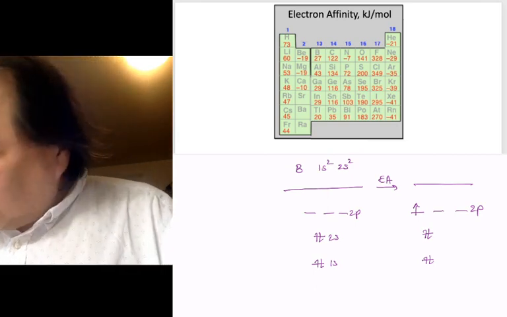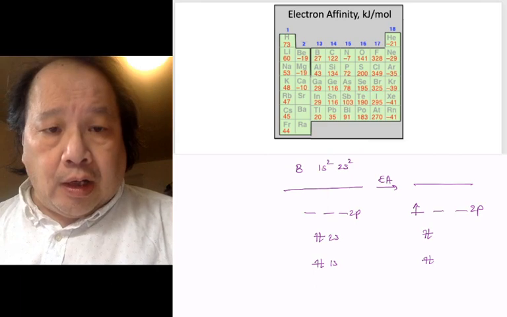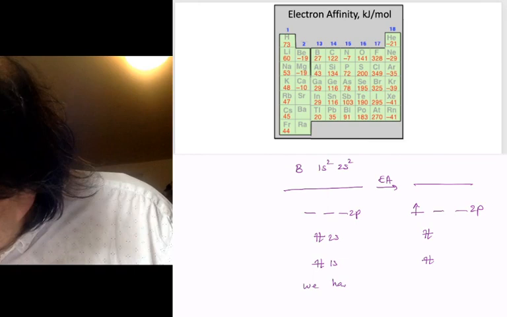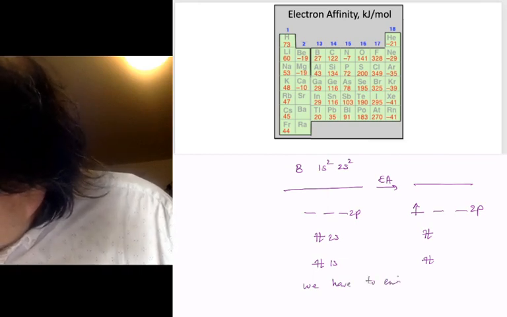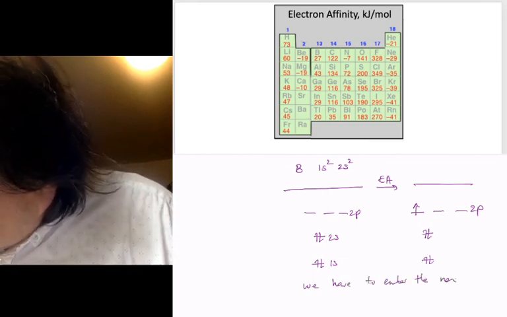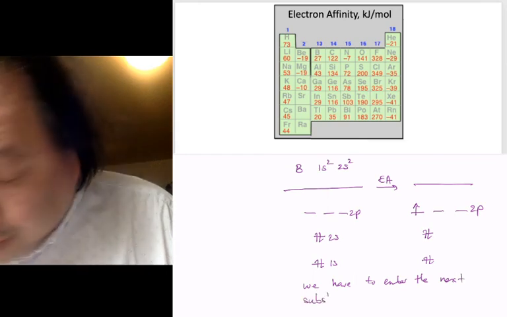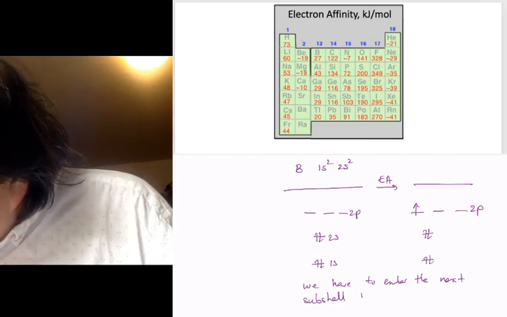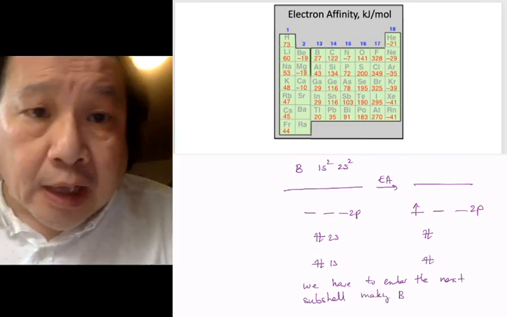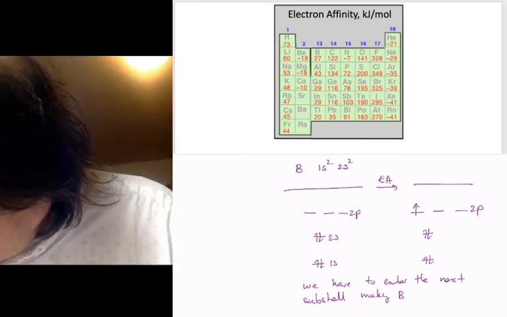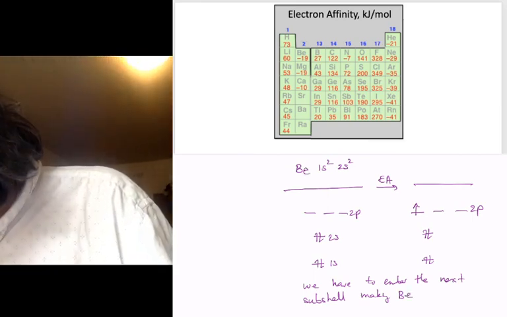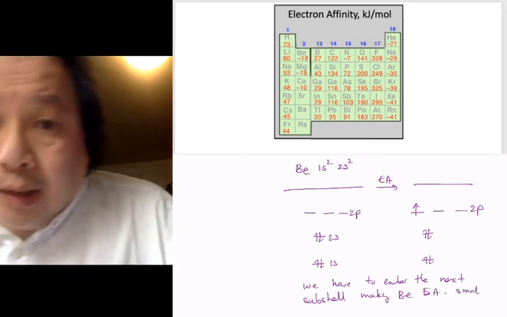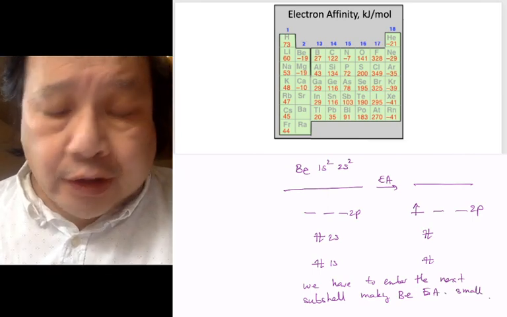And this is because we have to enter the next subshell. Subshell is the difference between 2s and 2p. Shell is the entire thing. We have to enter the next subshell, making, this is not supposed to be boron, this is supposed to be beryllium, sorry. Making beryllium's electron affinity small. And that's the effect for going to the next subshell.